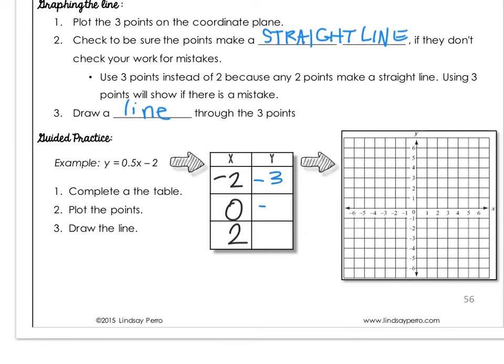-3, -2, and -1. So now these become my ordered pairs. So the first ordered pair is -2, -3, 0, -2, and 2, -1. And just to point out, our x is here, y is here, so I'm going to go to -2, -3, 0, -2, and 2, -1.